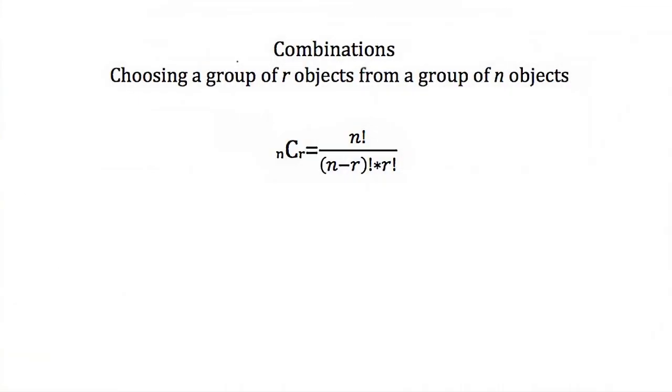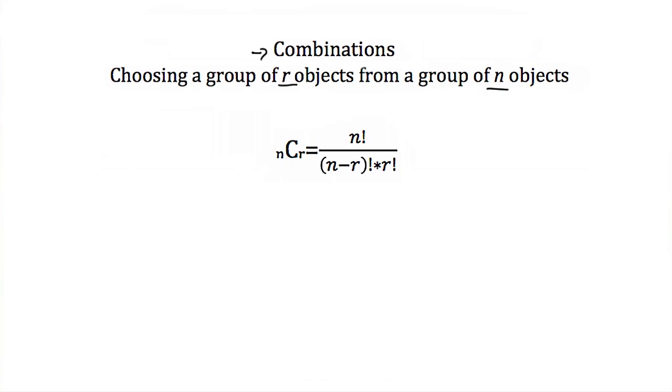So now that we've talked about permutations, now let's talk about combinations. Combinations are just like permutations, except with combinations, the order in which we select something doesn't matter. Combinations are a collection of R objects selected from a larger group of N objects. So we want to know how many different combinations of R objects out of N objects.